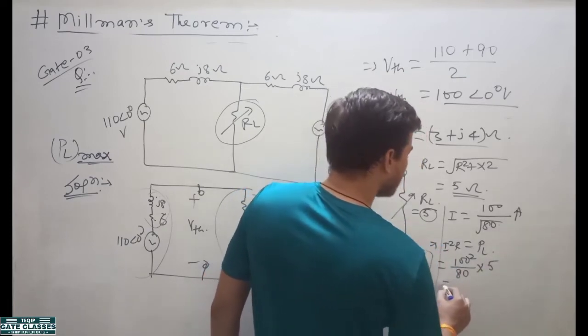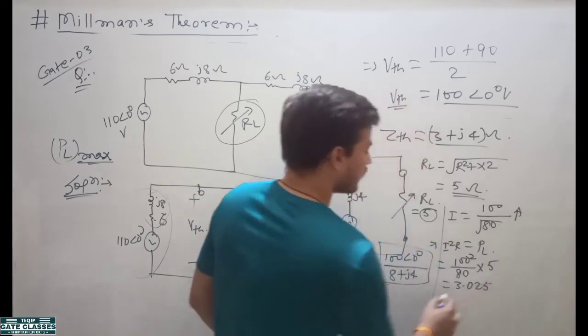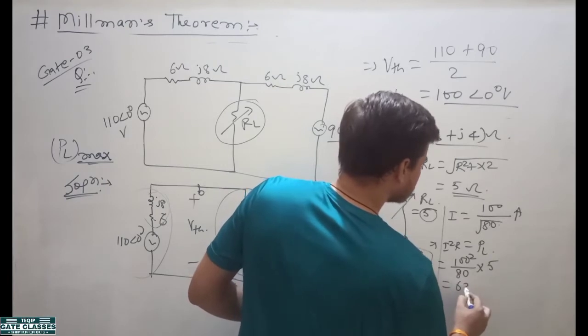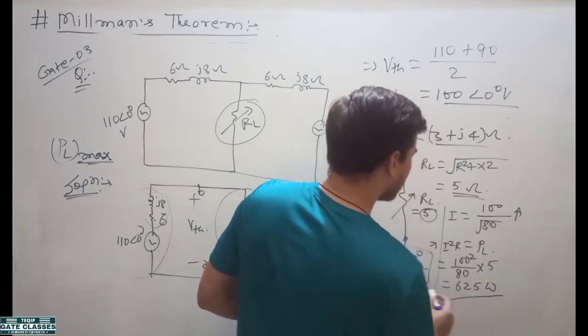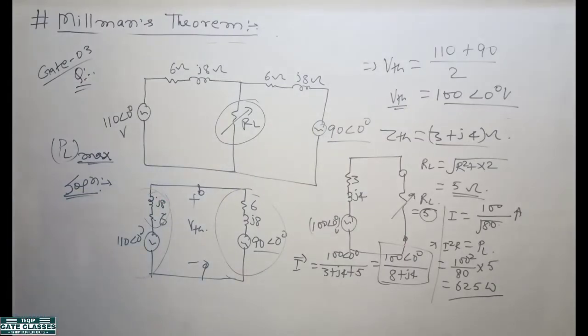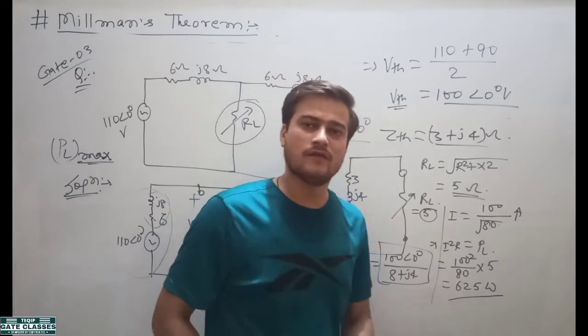So from here its value will be 3.025. Sorry, its answer will be 625 watt. Its answer will be 625 watt. Clear?